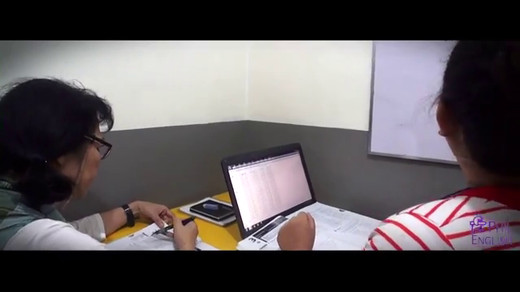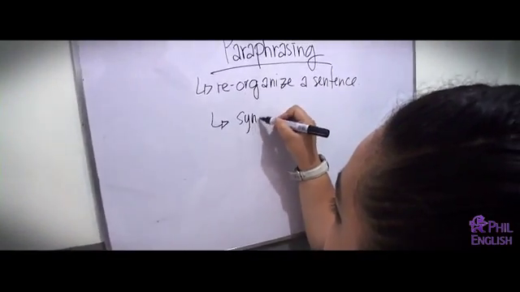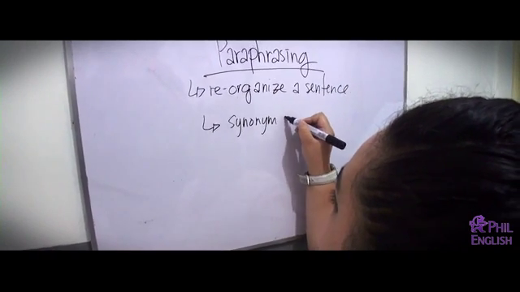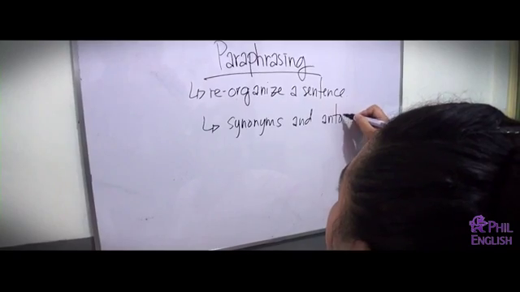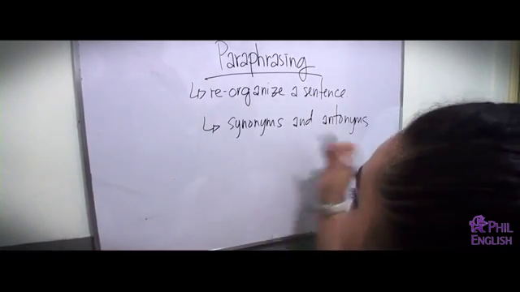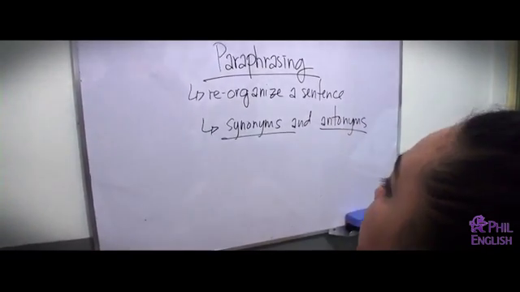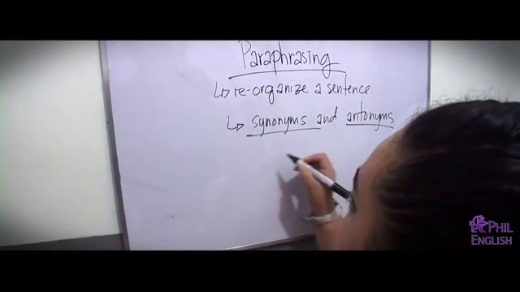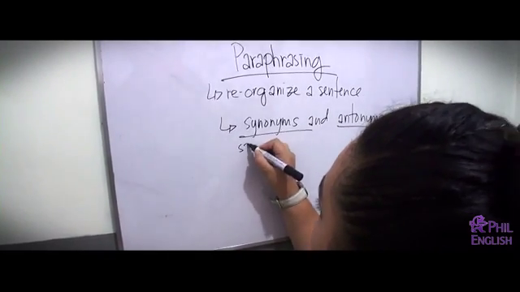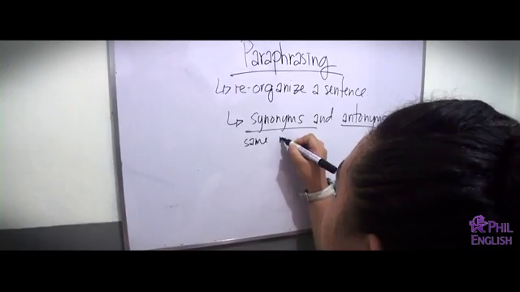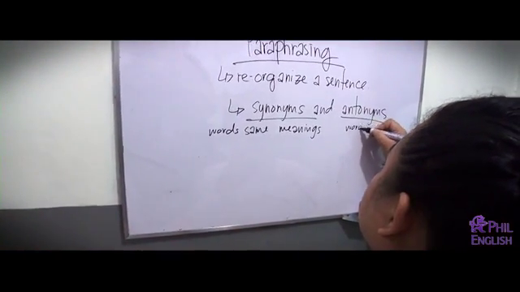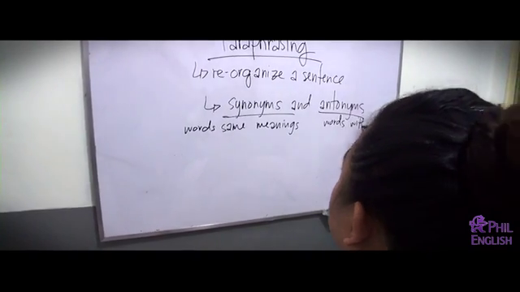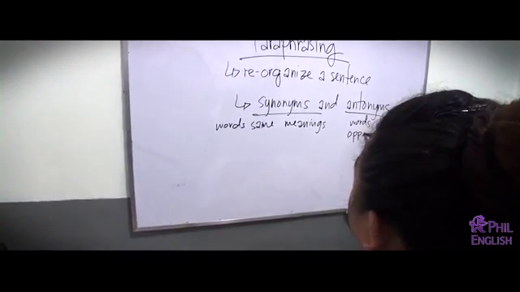Okay? So in paraphrasing, we also have what we call synonyms and antonyms, right? These are part of the basic English studies. When we talk about synonyms, these are words with the same meanings. This one are words with opposite meanings.